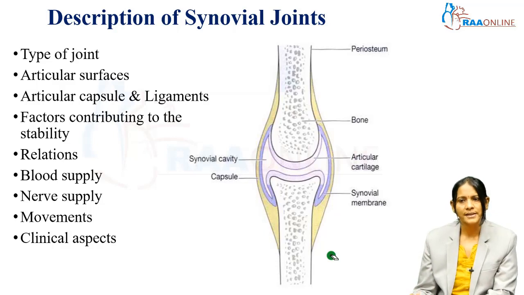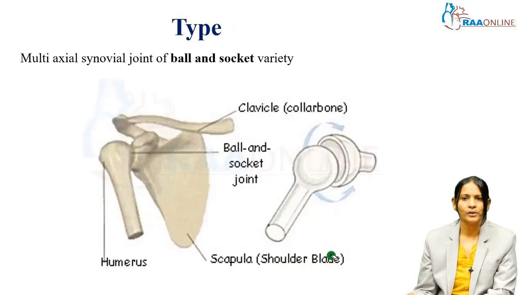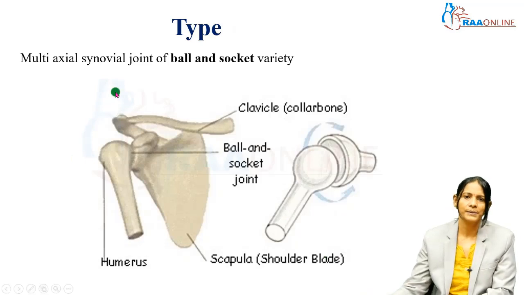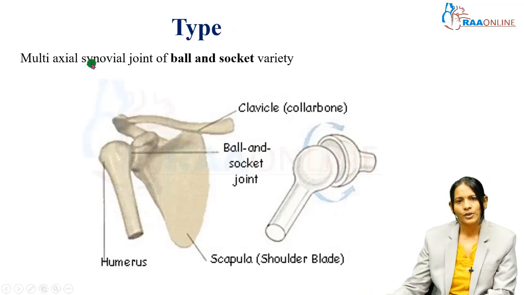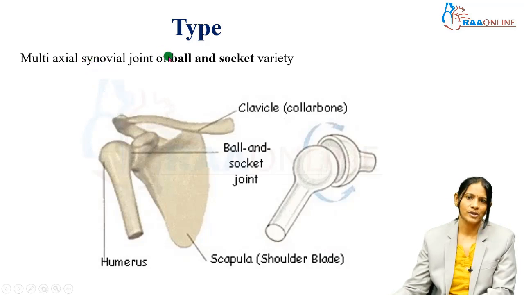So shoulder joint is a type of synovial joint, and we know that under synovial joint there are multiple types, of which shoulder joint is a multi-axial synovial joint of a ball and socket variety. So the ball is the humerus, the head of the humerus acts like a ball, and the socket is the glenoid fossa of the scapula. So scapula is the bone, and the glenoid fossa acts as a socket for the head of the humerus, which is the ball. So this is the shoulder joint.